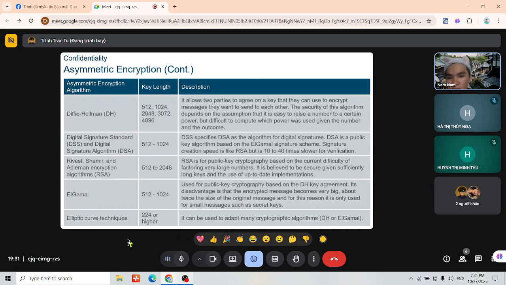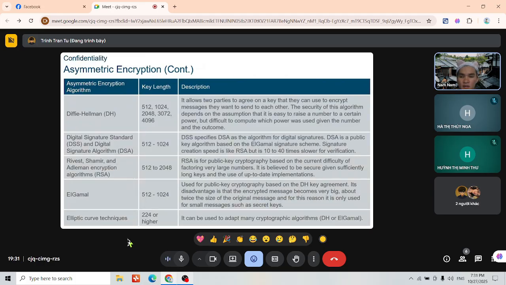Diffie-Hellman key lengths: 512, 1024, 2048, 3072, 4096. Diffie-Hellman allows two parties to agree on a key that they can use to encrypt messages to send to each other. The security of this algorithm depends on the assumption that it is easy to raise a number to a certain power, but difficult to compute the exponent when you are given the number and the outcome.